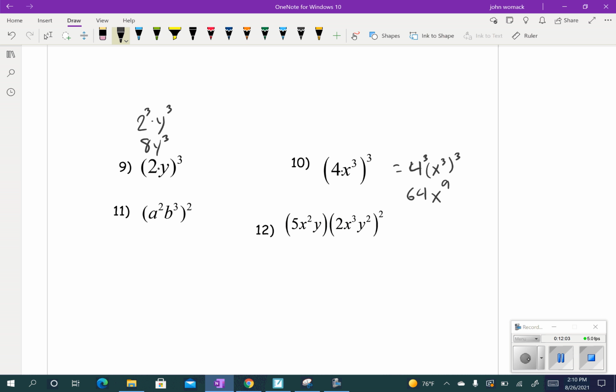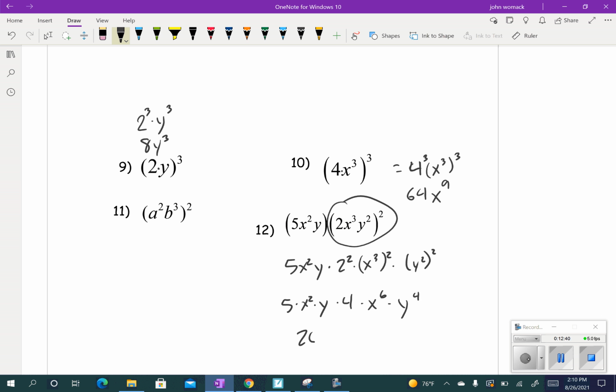It's a lot like 10, but let's do 12. All right, so again, I have to raise that power before I can multiply. So I have 5x squared y times 2x cubed y squared, all to the second power, so I have to go 2 to the second power, x cubed to the second power, and y squared to the second power. Everything needs to be raised to that second power. So now I have 5 times x squared times y times 2 squared is 4. X cubed squared, multiply your powers. Y squared squared, multiply your powers.